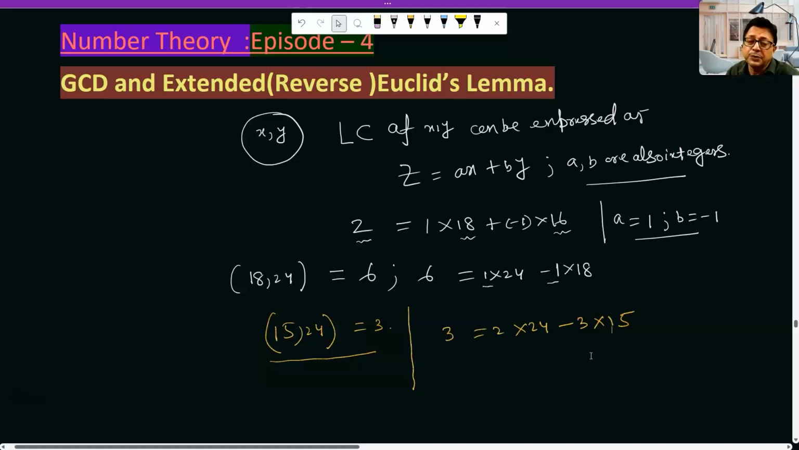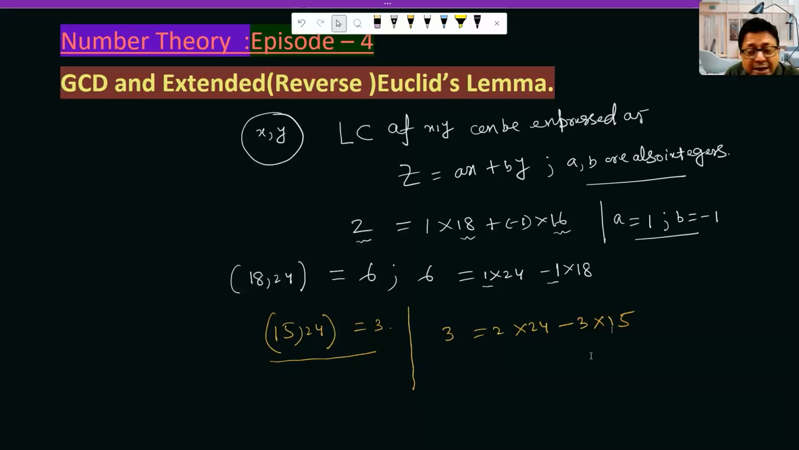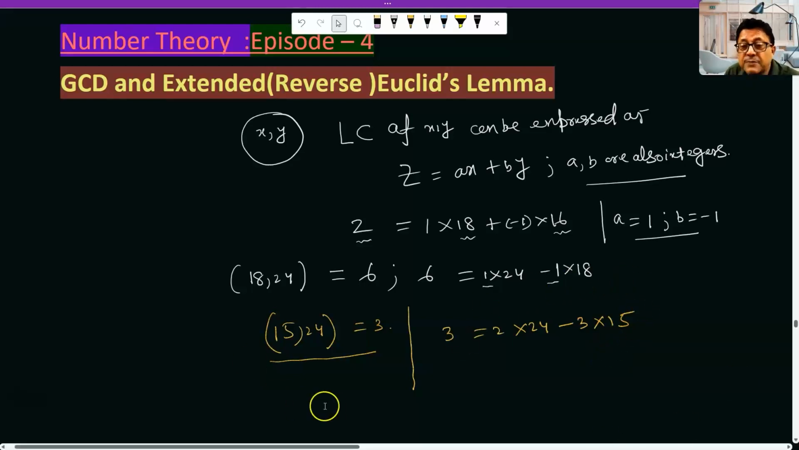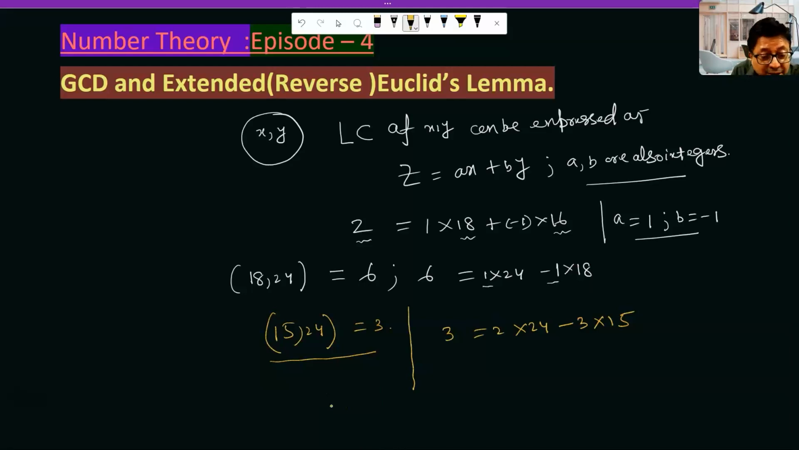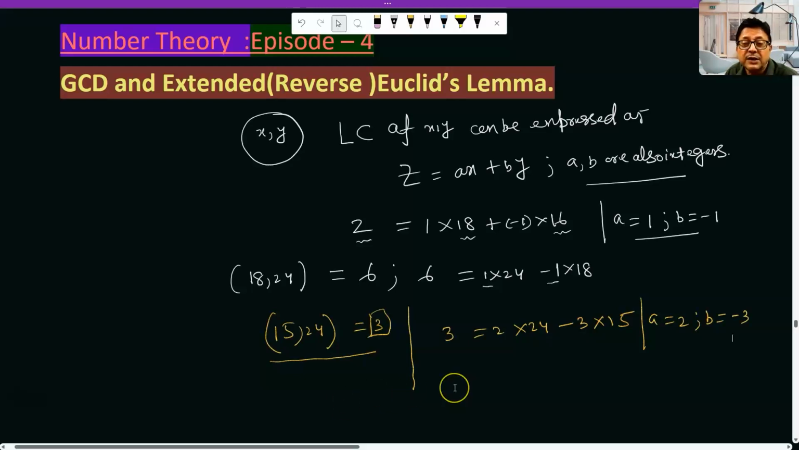Somebody has asked you, write the HCF between 45 and, say, 1005 in this form. Here really I have done it. What is the GCD of 15 and 24? It is 3. And 3 I have expressed as 2 into 24 minus 3 into 15. So what is the value of a over there? That a is equal to 2 and b equal to minus 3.